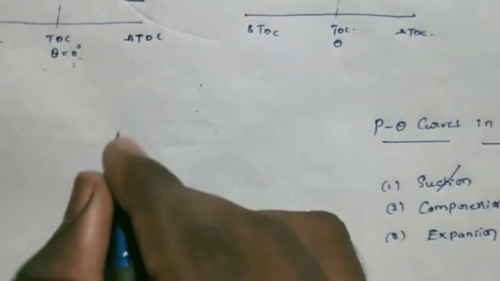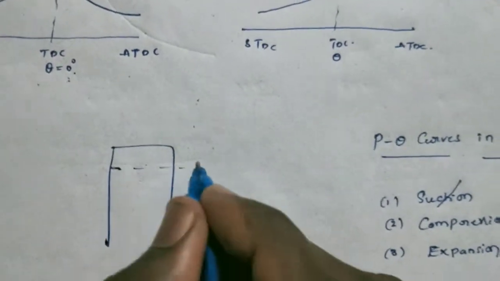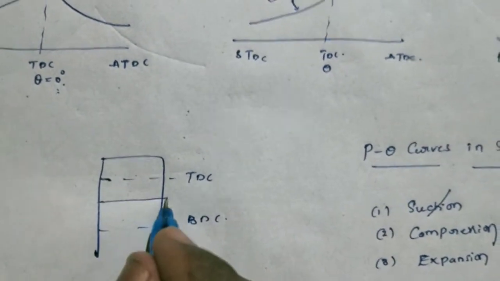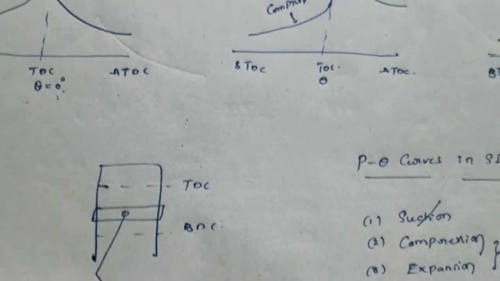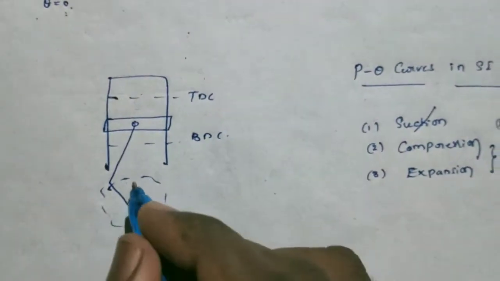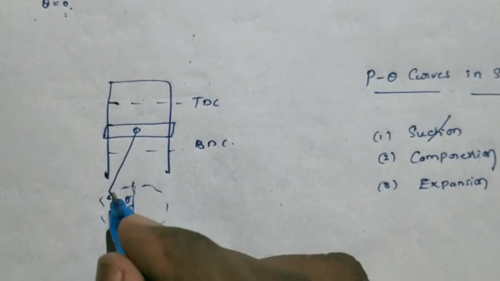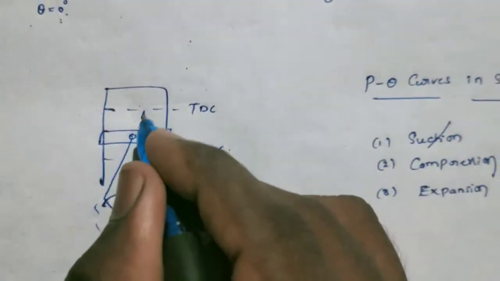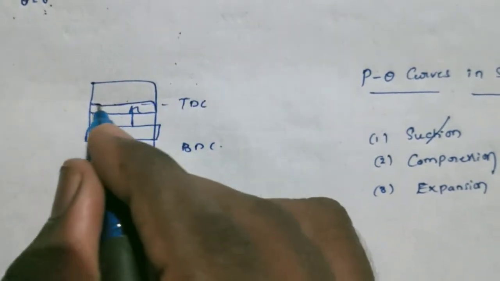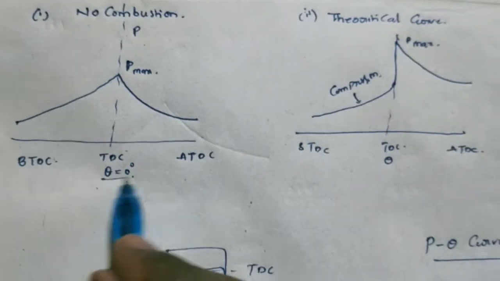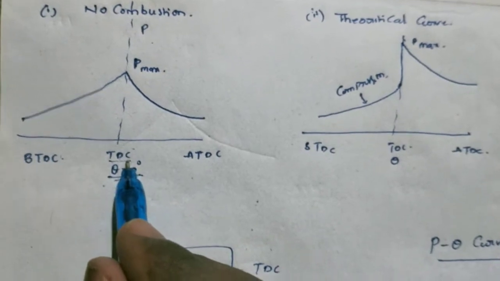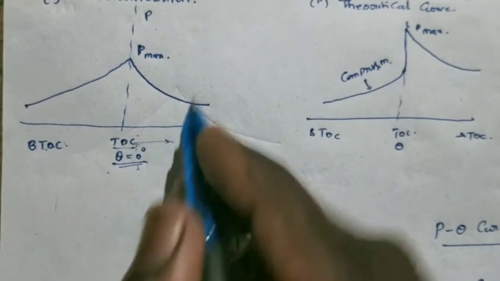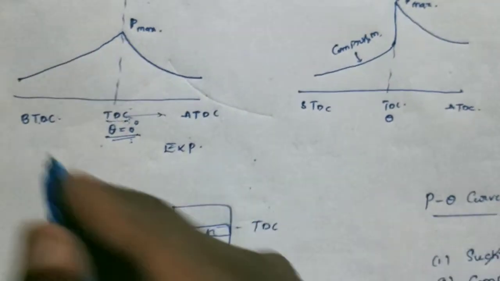That means cylinder, TDC, BDC, this is the piston, this is theta. When theta is equal to 0, it goes up and reaches the TDC. So we take theta equal to 0 when the piston reaches TDC. Before TDC, what happens? The compression happens, and after TDC, expansion happens. Here compression happens.